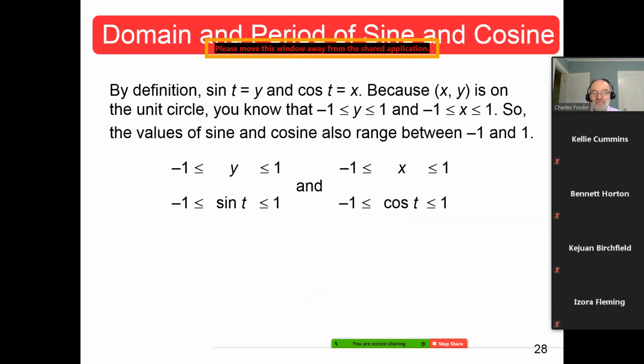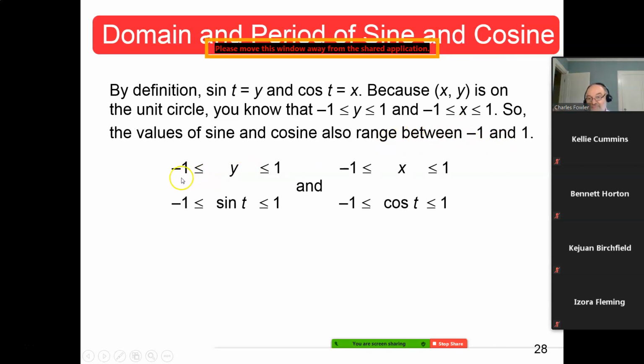By definition, well, not quite. By definition, the sine of t is y, the cosine of t is x, because on the unit circle, the x always stays, the y always stays between plus and minus 1. The x stays between plus and minus 1. It can be plus 1 and minus 1. Both of them can be, but it can't go any further. Okay? So the values of sine and cosine also range between plus or minus 1.